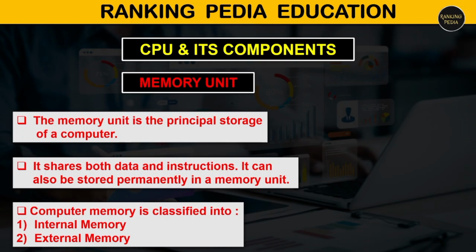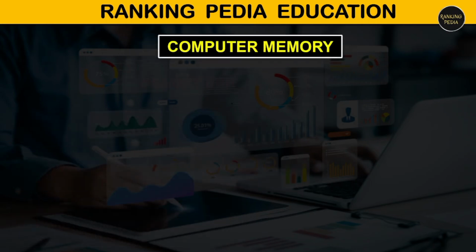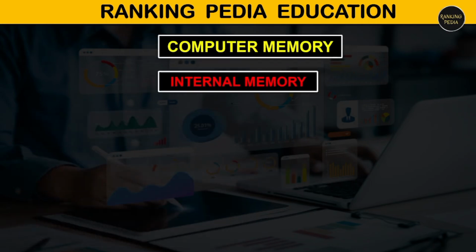This memory unit is also linked with other parts of a computer and sends data to them whenever needed. Computer memory is classified into internal memory and external memory. Now we will discuss what internal memory and external memory are. First, internal memory. What is an internal memory?